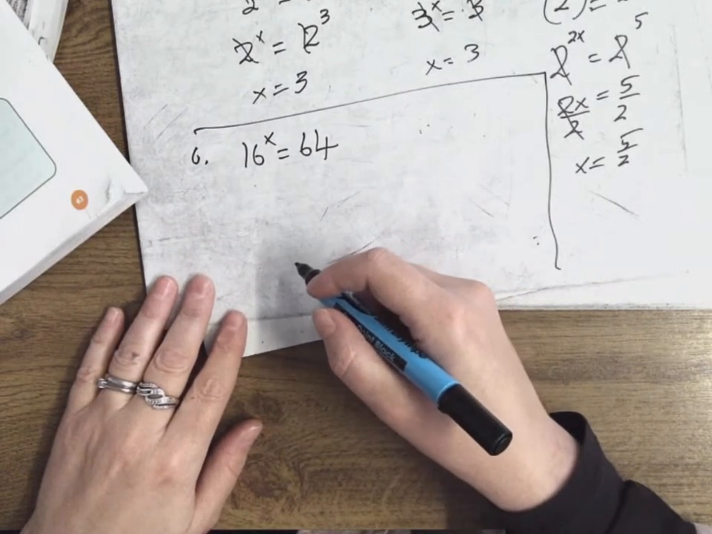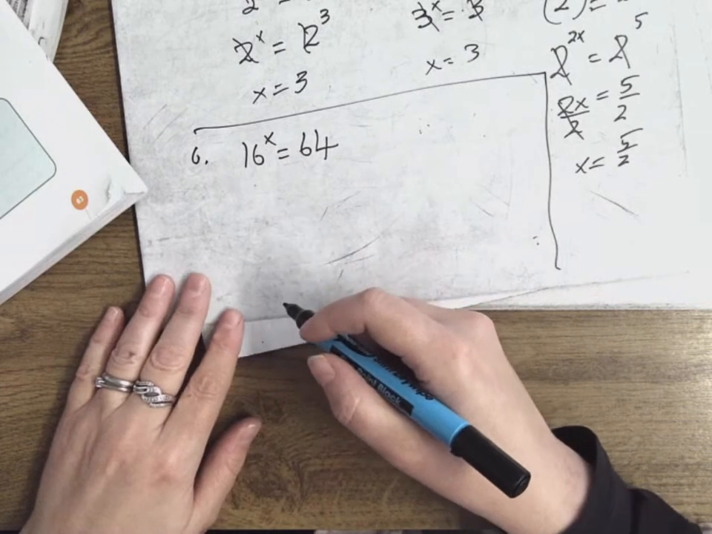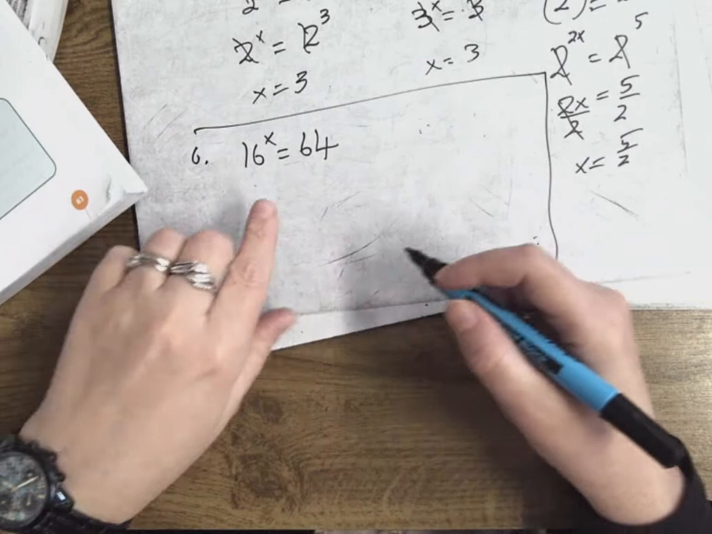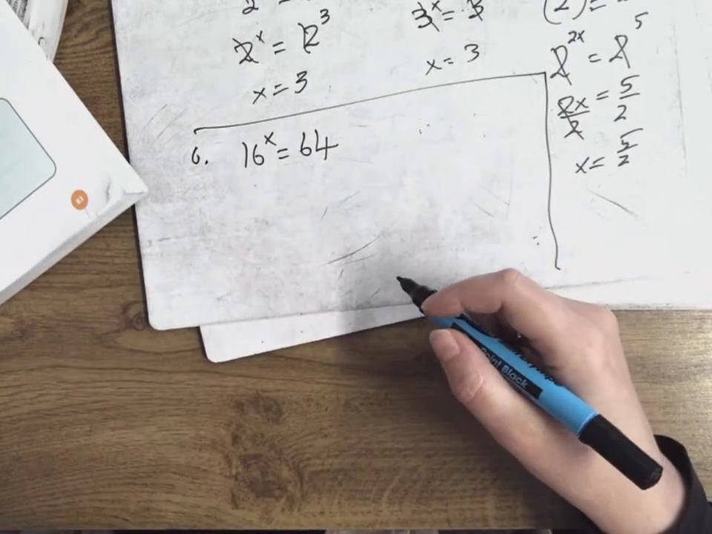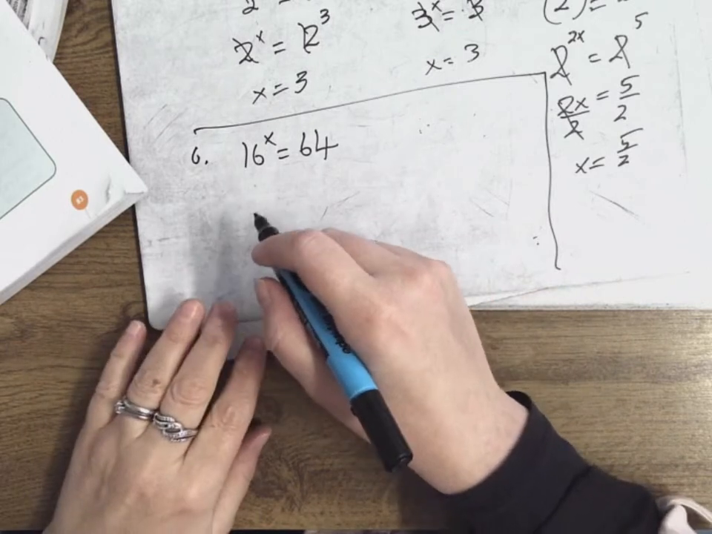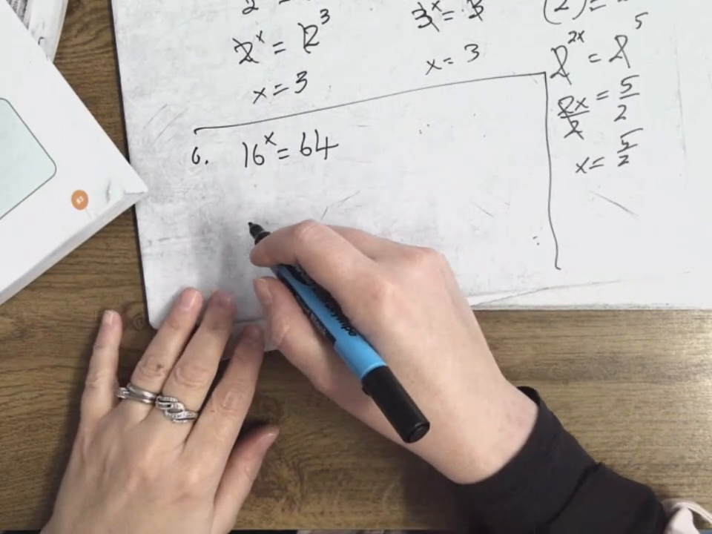4 or 8? No, not 8. 2. You could also write it as a power of 2. So you can write it as a power of 4, because 64 can be written as a power of 4, or you can write them as powers of 2. Your choice. You'll get the same answer. So what did you choose? What did most of you choose?